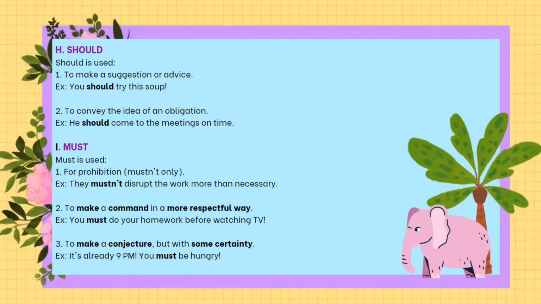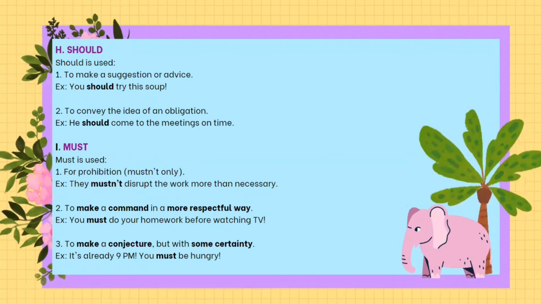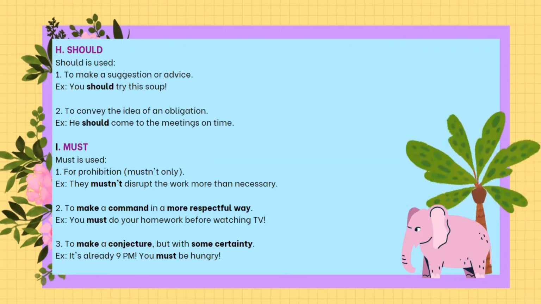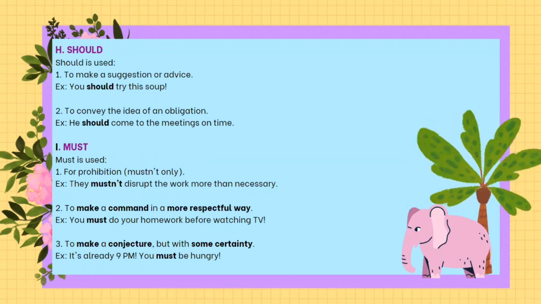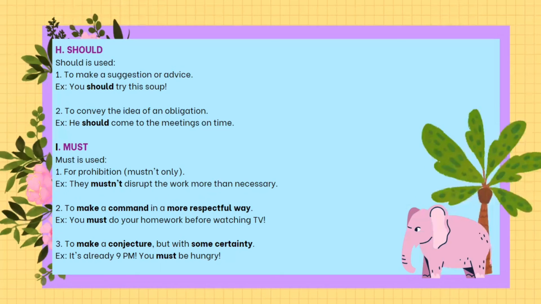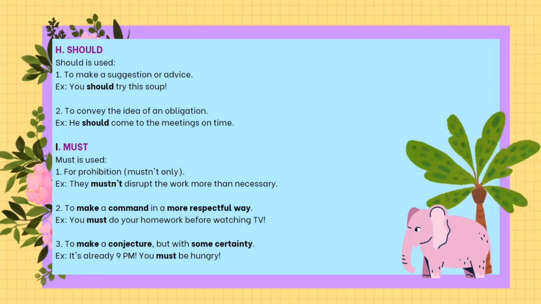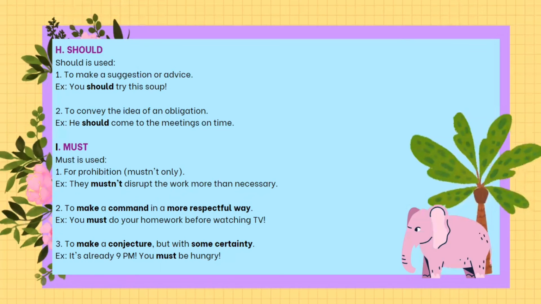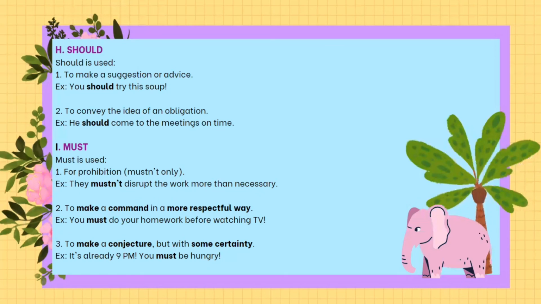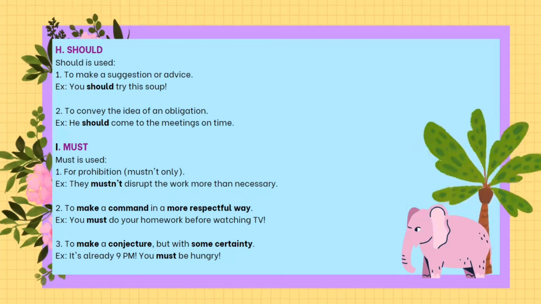H. Should. Should is used first to make a suggestion or advice. Example, you should try this soup. Second, to convey the idea of an obligation. Example, he should come to the meetings on time. I. Must. Must is used for prohibition, mustn't only. Example, they mustn't disrupt the work more than necessary.